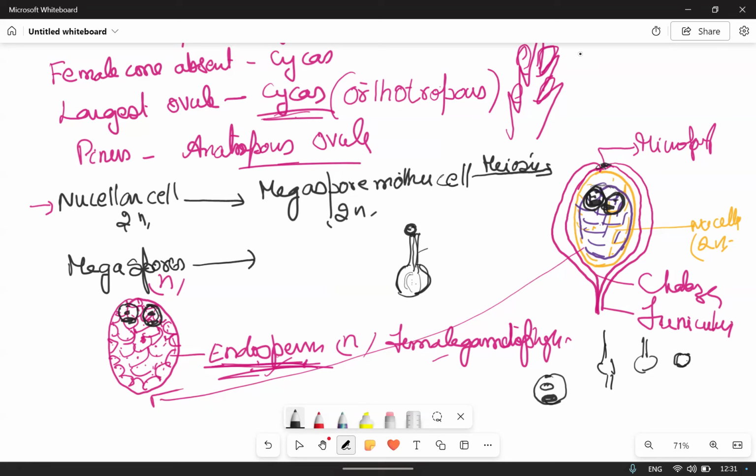And what is the agent here? The wind is the agent. Through air currents, these pollen grains are carried and they fall on the micropyle of the ovule. So the opening at the mouth of the ovule, mouth of the ovule means micropyle of the ovule. Then the pollen grain germinates and it forms the pollen tube.